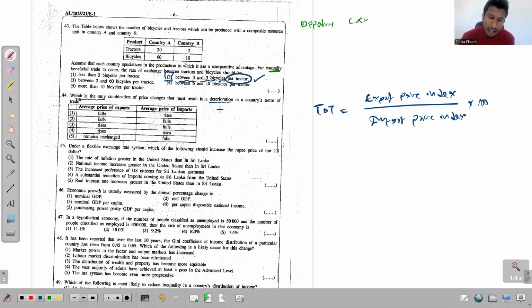So for a deterioration to happen, for this value to reduce, what should happen in this equation? Simply, this is just a fraction. So how do we get a lower value for a fraction? If the value in the numerator decreases, or in other words, if the value in the denominator increases, the final value you receive for that fraction decreases. Right? So that's the theory. Now you just need to find this option from the provided answers.